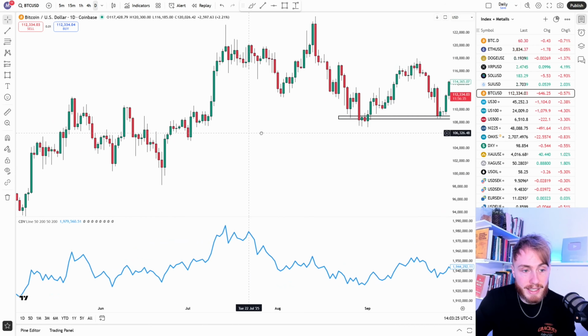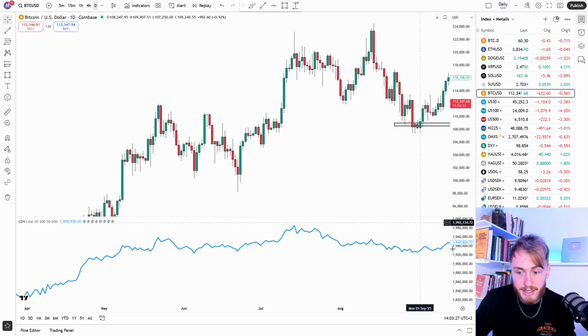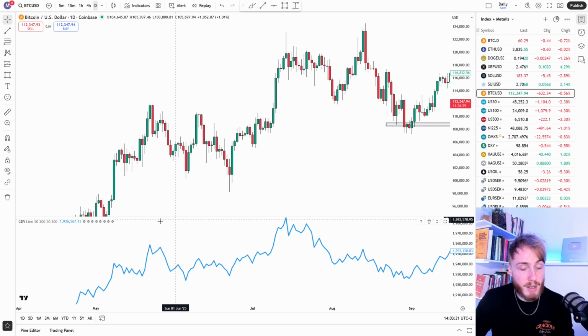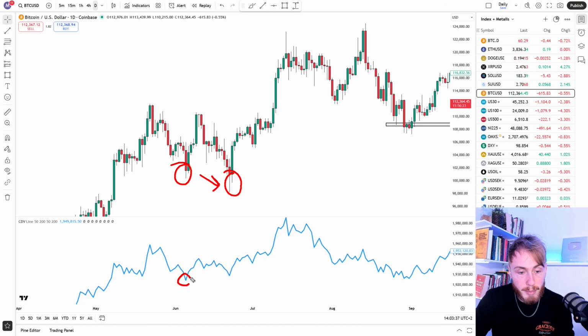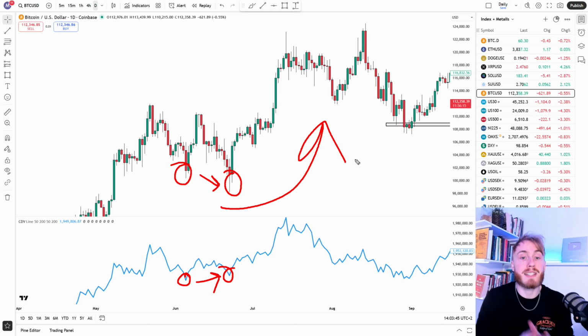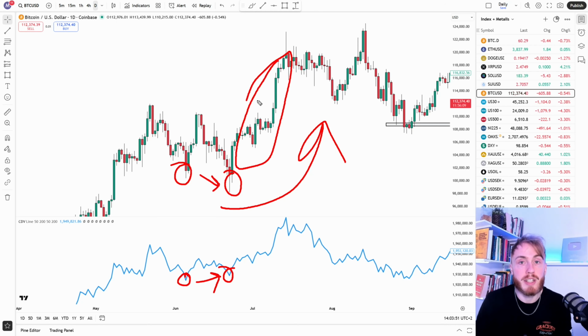Let's scroll back even more and see if we can find any other divergences. Let's zoom in a bit on the CVD. Well, right here, you can see an example of the opposite. We have one low, then a lower low, so the price prints lower lows. But if you look closely at the CVD, you can see that it prints one low and then a higher low. This is a bullish divergence indicating a reversal to the upside. And after this divergence, we saw a beautiful move up.